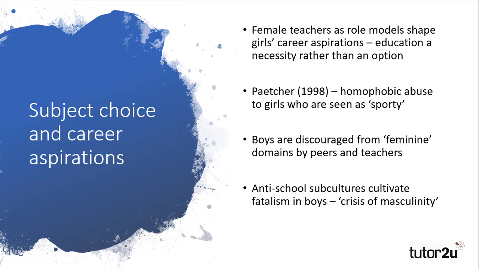A final way in which gender identity can be shaped within schools is through subject choice and career aspirations. The feminisation of education creates an environment where girls have greater expectations placed upon them to succeed as they are pushed by female teachers. The teachers are perceived as role models by girls, which helps to shape their aspirations for the future, which then forms part of the girl's identity, having higher aspirations.